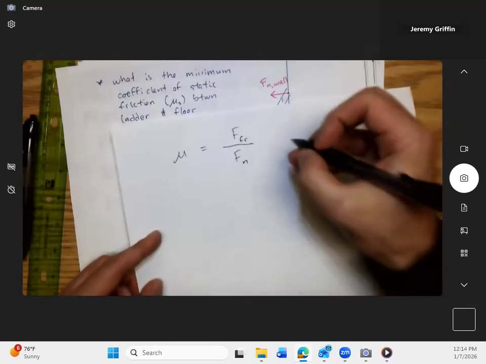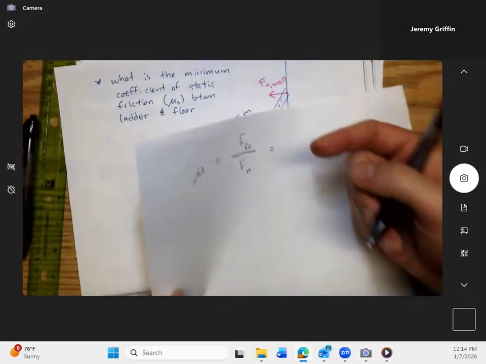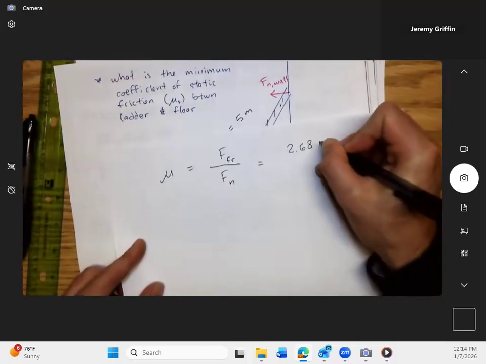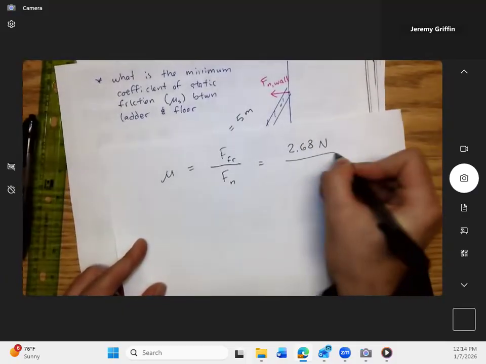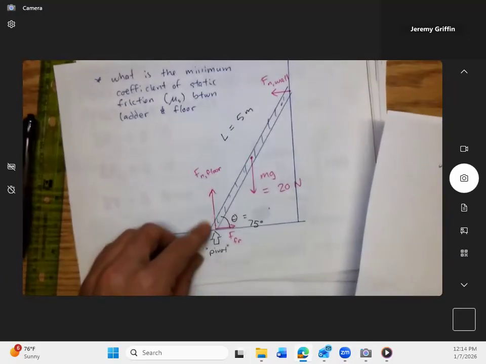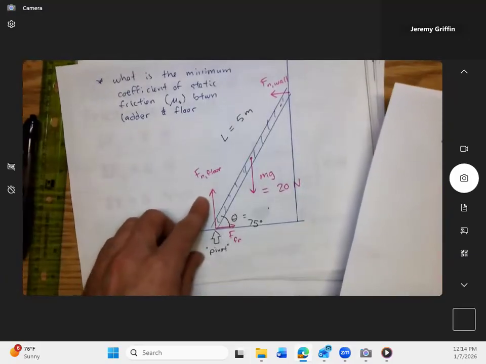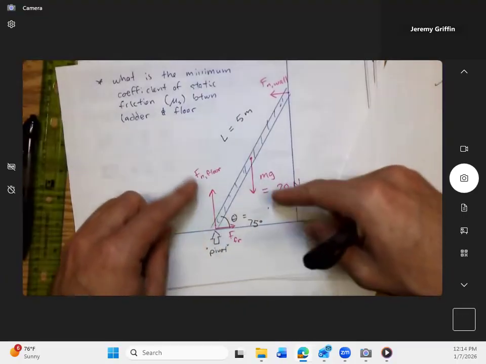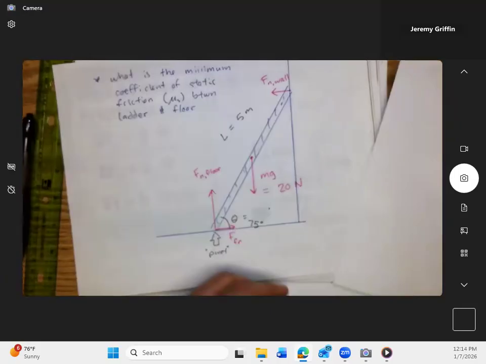Okay. And for the friction force, well, you said it has to be equal to this other force we just found, which is 2.68 newtons. Is that true? Okay. And guys, what does this normal force from the floor have to be equal to? Yeah, the weight of the ladder, because that's force equilibrium in the vertical. That's your 20 newtons.